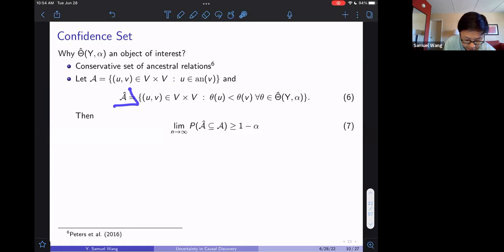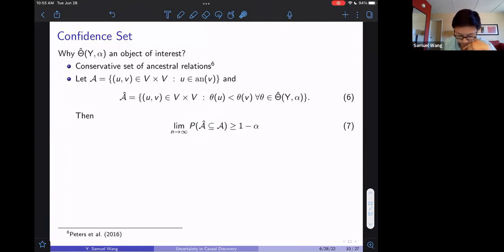If I construct this set A hat to be the set of pairs where I include UV only if U precedes V in every ordering that's in my set, then I can make the statement that A hat is included within A with some user-specified probability. Put another way, this set A hat does not contain any false discoveries with probability 1 minus alpha. This is similar to what is proposed in Peters et al. 2016.